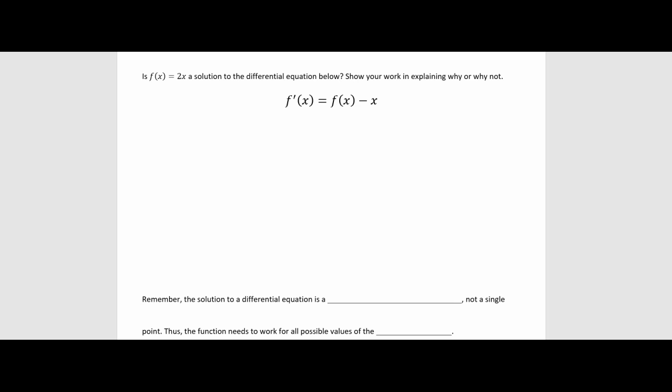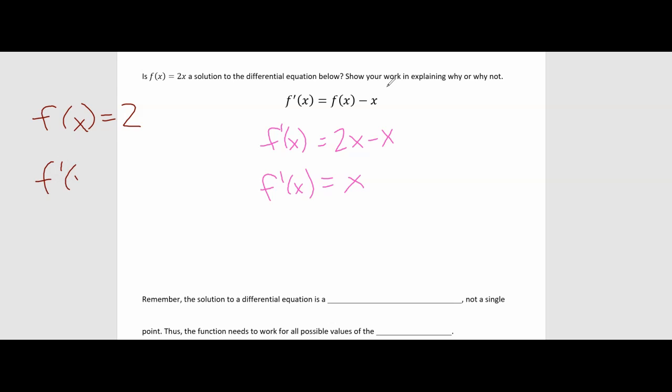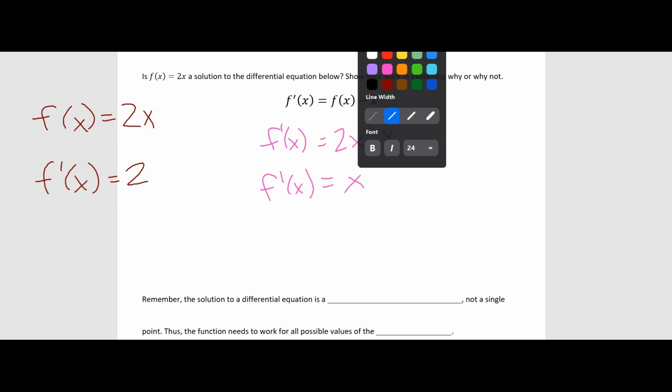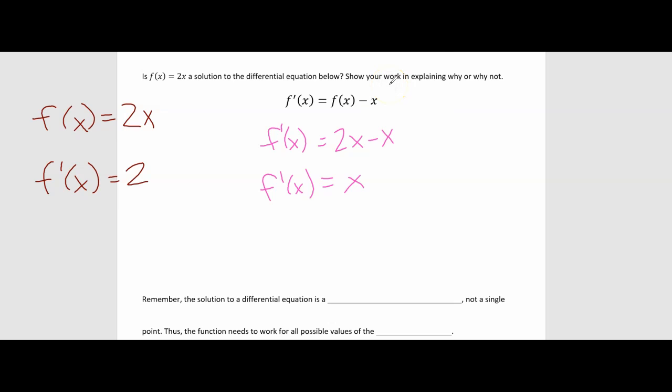Okay, so f of x is equal to 2x, so I can replace that in my differential equation. And you could simplify now or later, it doesn't matter. So that gives me f prime of x is equal to just x. Well, if f of x is equal to 2x, that means f prime of x should be equal to 2. So from my possible solution, I get f prime of x is equal to 2. So if I substitute that in, I get 2 is equal to x.